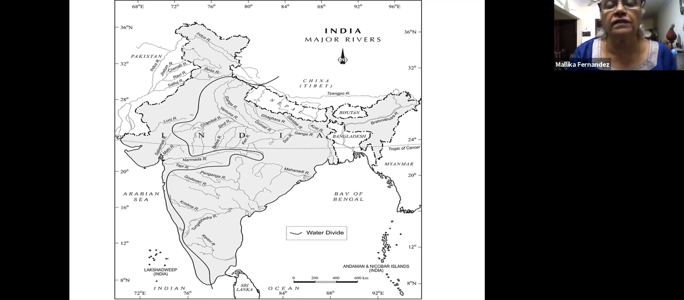So we have a water divide. This line here is the water divide, right? So you need to just remember the major names of major rivers, right, which belong to the Arabian Sea division and the Bay of Bengal.